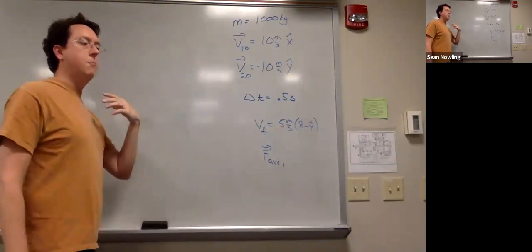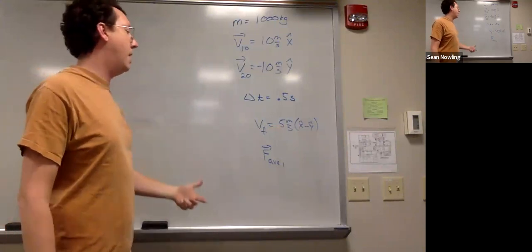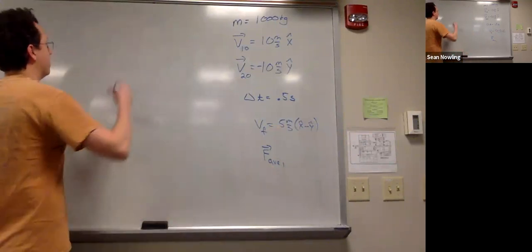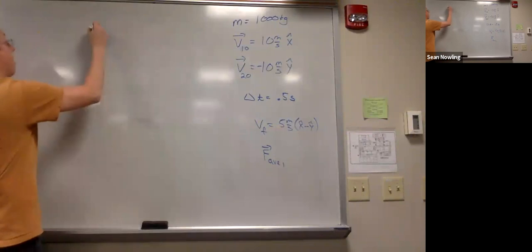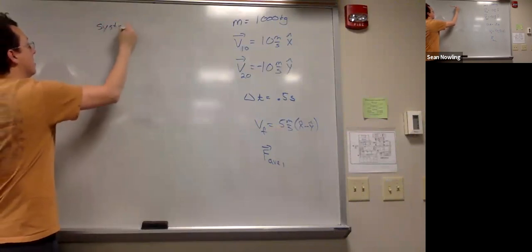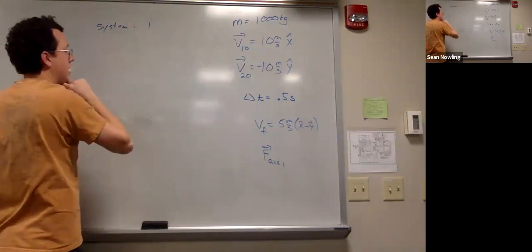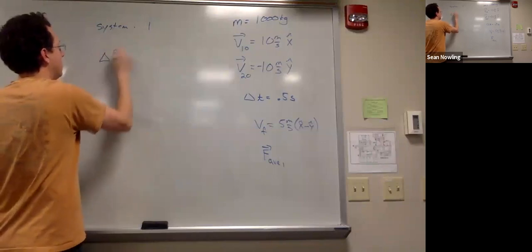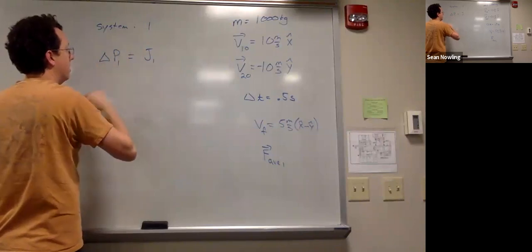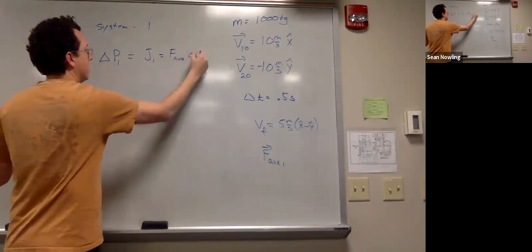So I can go back and use the impulse-momentum theorem for car 1. Now I have all the information about momentum. I can turn it around and solve for the impulse and then solve for the average force. So let's do that. For this one, the system should be car 1 only. And I want to say that the change in momentum for car 1 should equal the impulse on car 1, which should equal the average force times delta t.